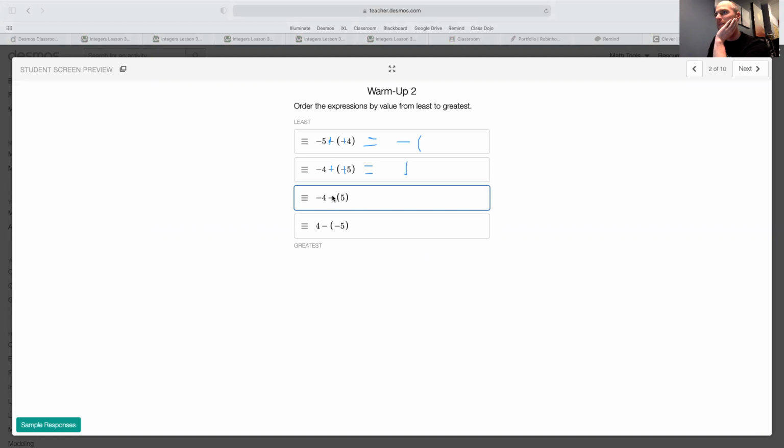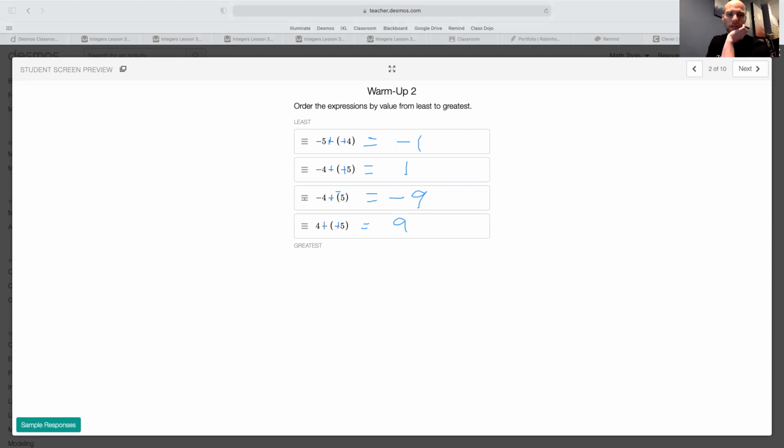-4 minus 5, I like to think of that as plus -5. Notice I'm changing all these to addition just because it makes more sense to me when I do it that way. And so this one's going to be -9. And then here we got 4 minus -5. So I think of this as plus positive. And this one equals 9. So this one is going to be the second least. This one here is going to be the least.